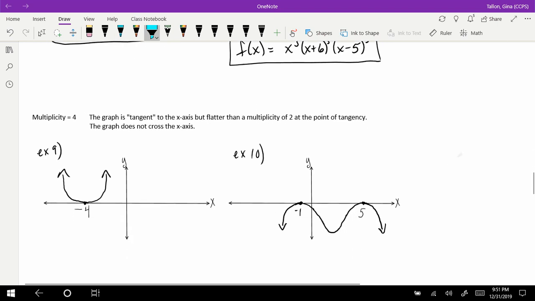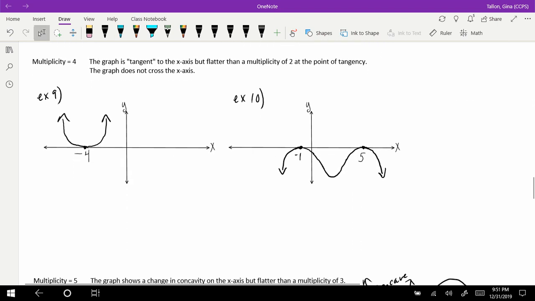All right, multiplicity of 4. The graph is tangent to the x-axis, but flatter than a multiplicity of 2 at the point of tangency. The graph does not cross the x-axis. So we basically have a y equals x squared graph that got squished a little bit. And when you get squished a little bit, it flattens out on the bottom. That's pretty much all that's happening. Nothing's bubbling out, but it definitely flattens out. So we have a multiplicity of 4.